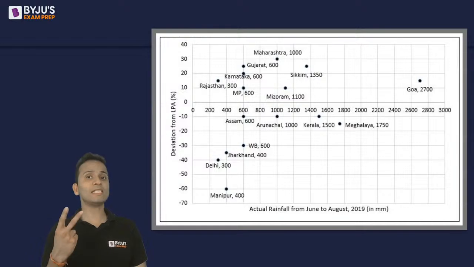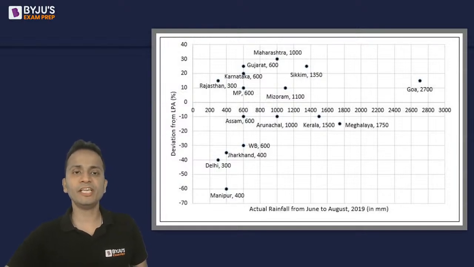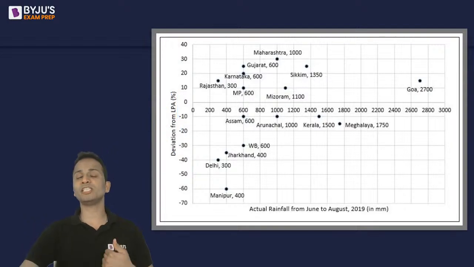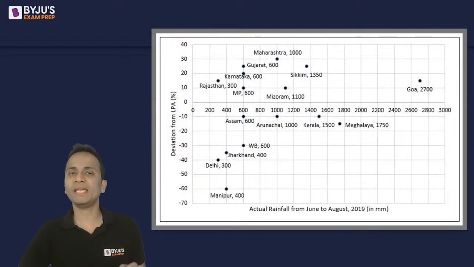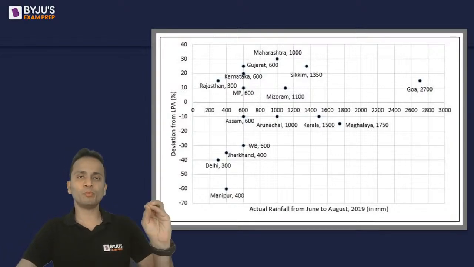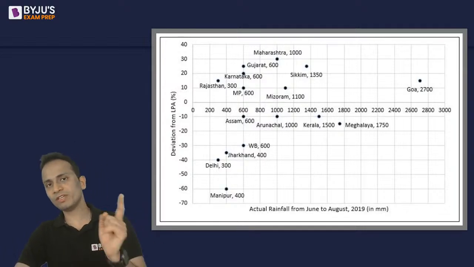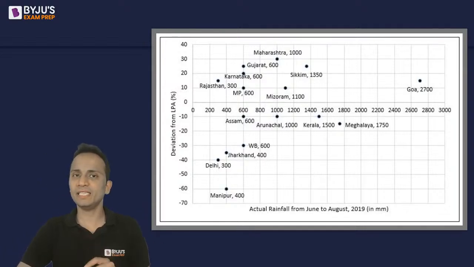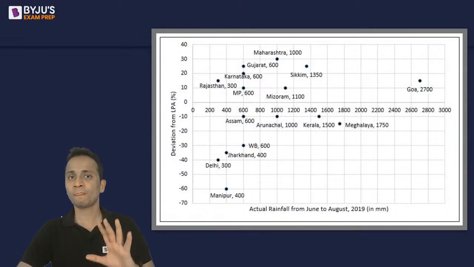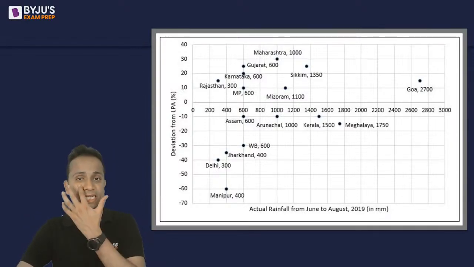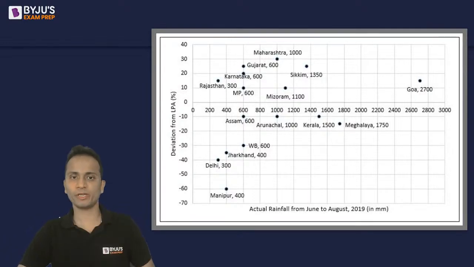Done? Now look at the second thing. Second thing is deviation from LPA. Deviation from LPA is given on the y-axis. Now this is the percentage deviation from the LPA of 2018. Whatever the LPA was in 2018, they are giving the percentage deviation from that. So whatever the rainfall is in 2019, the value of 2019 against its deviation, or percentage deviation, from the LPA of 2018 is also given.